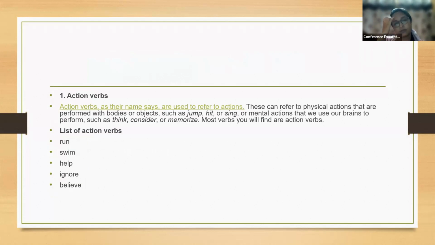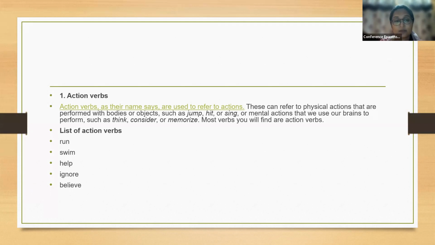So action verbs. Verbs are basically action words. Now what are action verbs? Action verbs, as their name says, are used to refer to actions. So this can refer to physical actions that are performed with bodies or objects, such as jump, eat, or sing, or mental actions that we use our brains to perform, such as think, consider, or memorize. Most verbs you will find are action verbs.